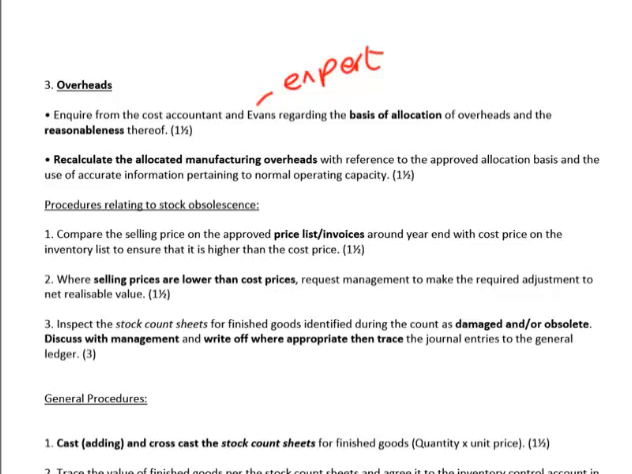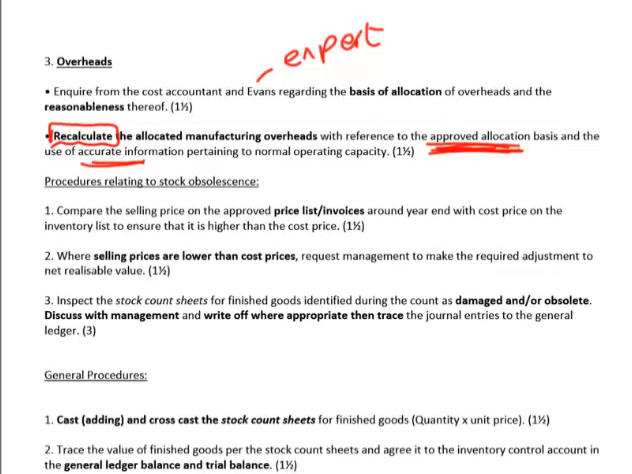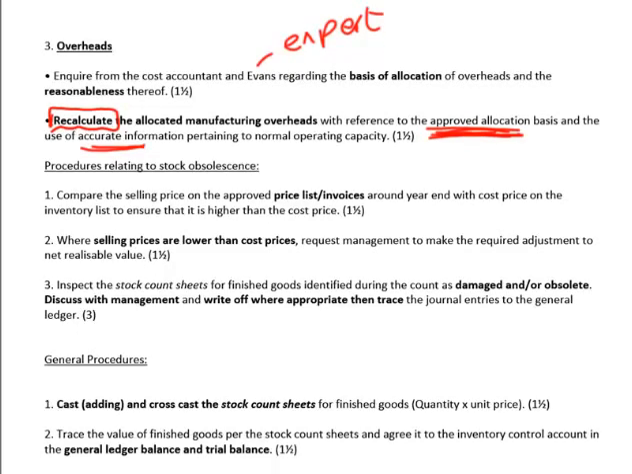We could recalculate. Okay, remember, that's a very good one. Recalculate the allocated manufacturing overheads with reference to the approved allocation basis. Okay, approved, not one that we've just made up. What is their approved basis, and make sure they're doing it correctly, and the use of accurate information pertaining to the normal operating capacity. Okay, so by recalculating what they actually have authorized, we'll make sure that they're doing it correctly and they're following their own policies in the appropriate way.